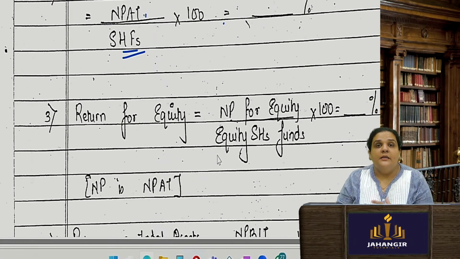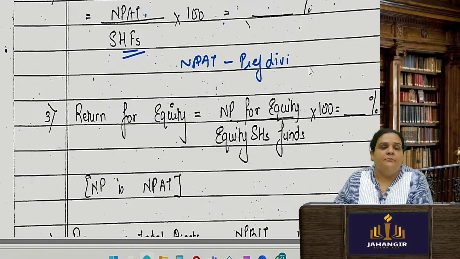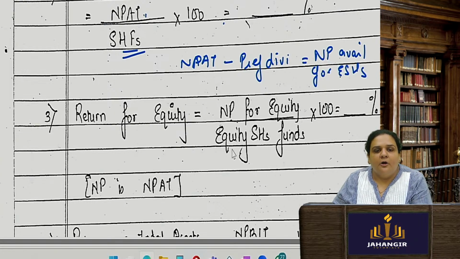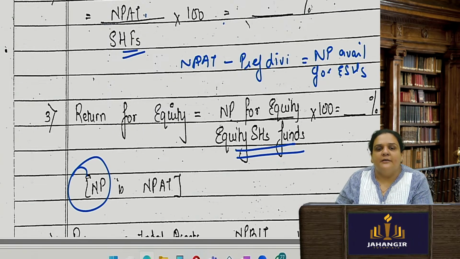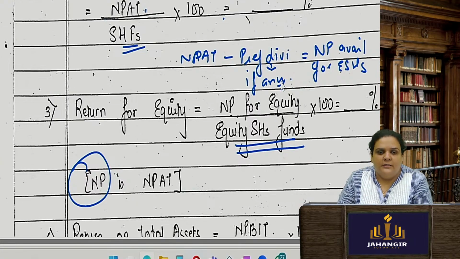Return on equity: net profit actually available for equity. Not necessarily is this entire net profit after tax available for only equity. You may have preference dividend also, so you will have to remove it. Then that will be net profit available only for equity shareholders. That divided by your equity shareholders' funds into 100 will be your return on equity. This is all again in the form of percentage. Which net profit? Obviously net profit after tax minus preference dividend, if any. If there is no preference dividend, the entire profit is for your shareholders.